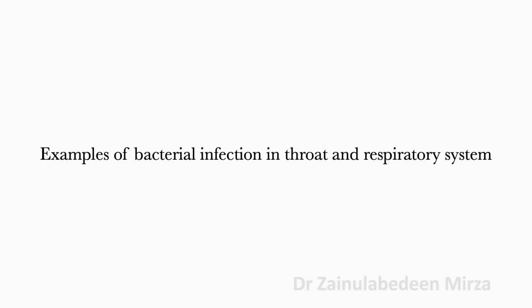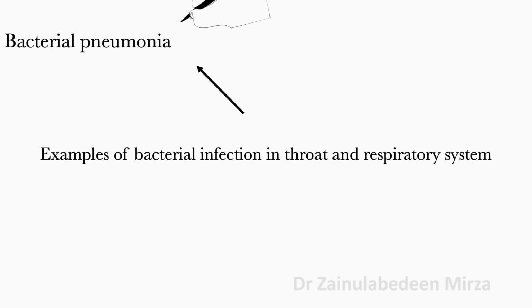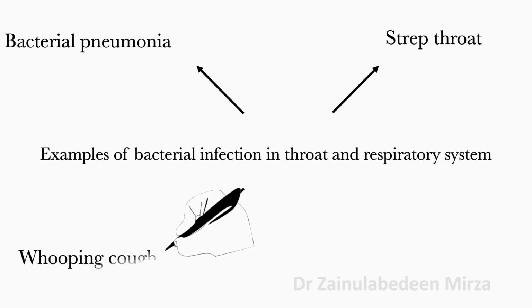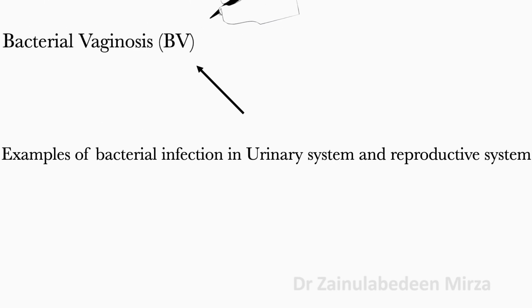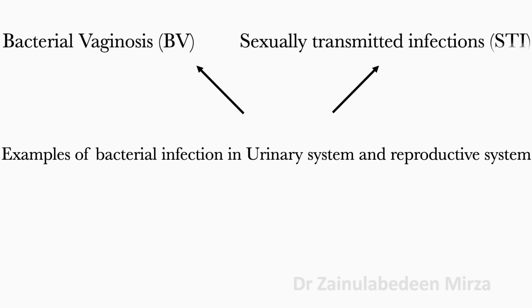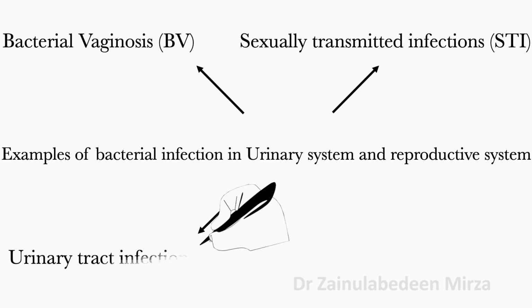Examples of bacterial infections in the throat and respiratory system are bacterial pneumonia, strep throat, and whooping cough. Examples of bacterial infections in the urinary and reproductive systems are bacterial vaginosis, sexually transmitted infections, and urinary tract infections.